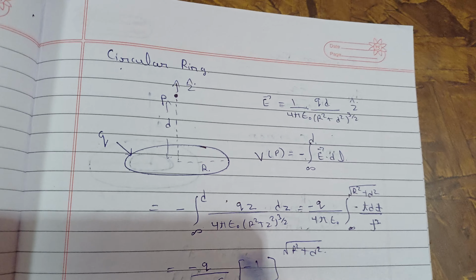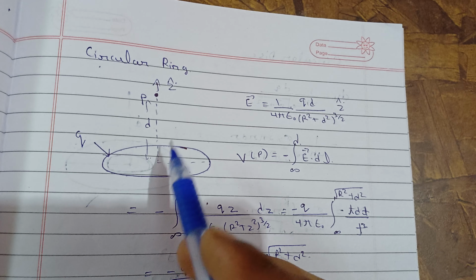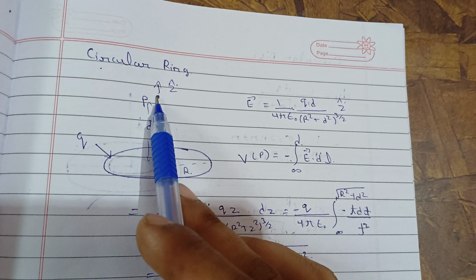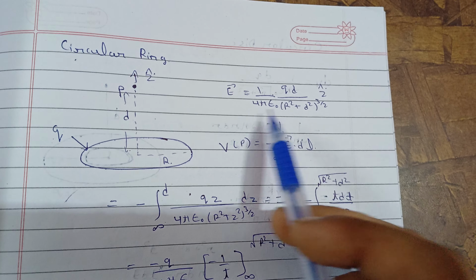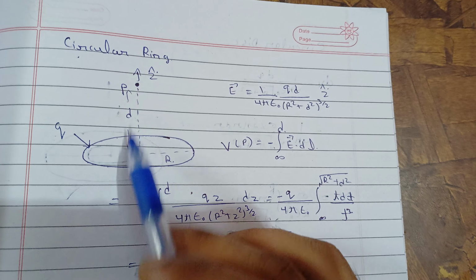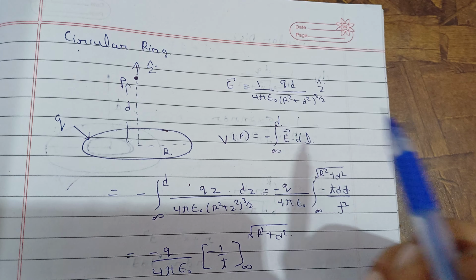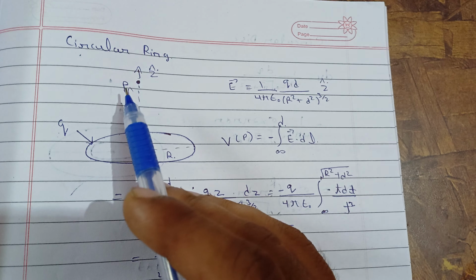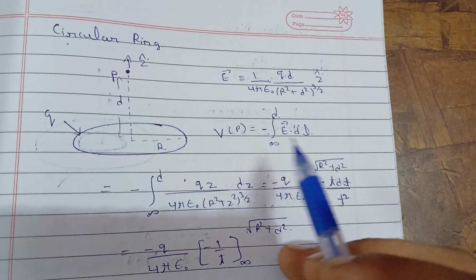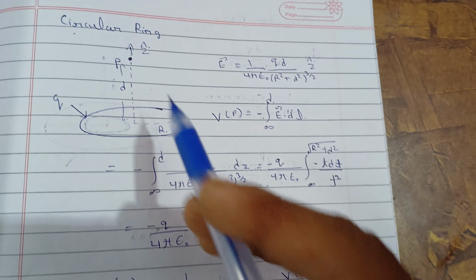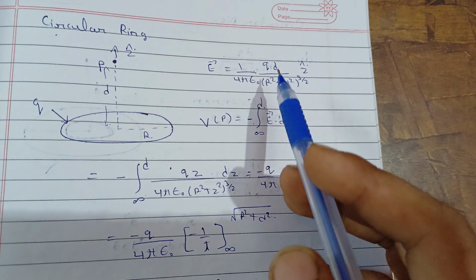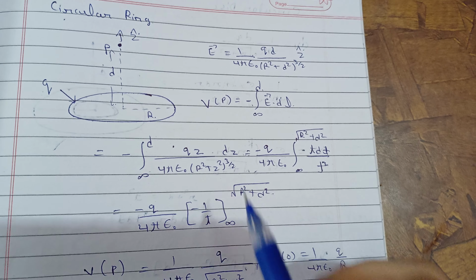Now we have a circular ring, and we need to find the potential at this distance d from the circular ring. So the electric field we already calculated, qd over 4 pi epsilon naught r square plus d square to the power 3 by 2. d is this distance and the direction is z cap. Now the potential at point P will be minus the integral from infinity to this d of E dot dl. E is this value, and in place of dl we will write dz because this direction is z. So in place of d we will write z over r square plus z square to the power 3 by 2.